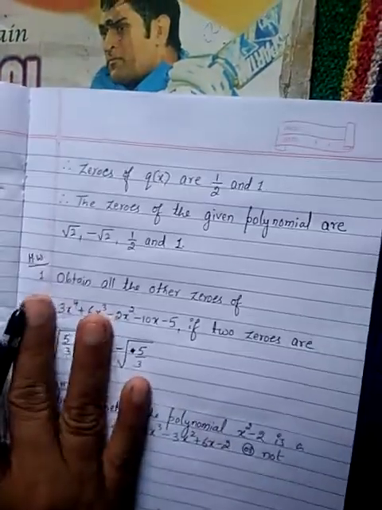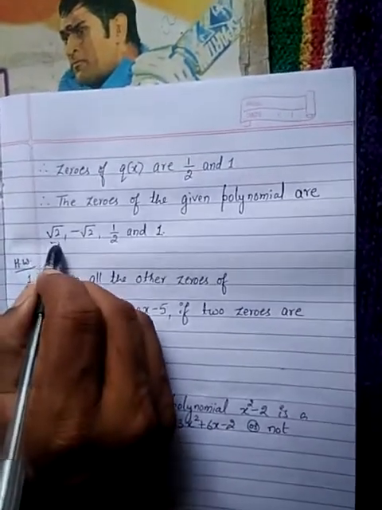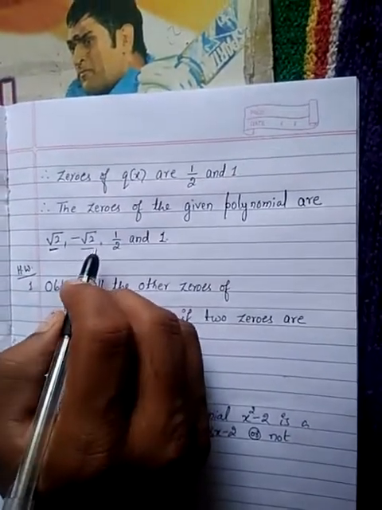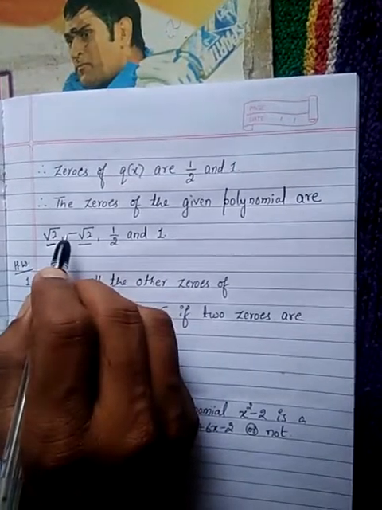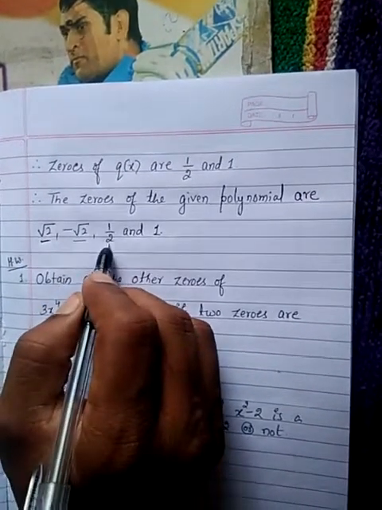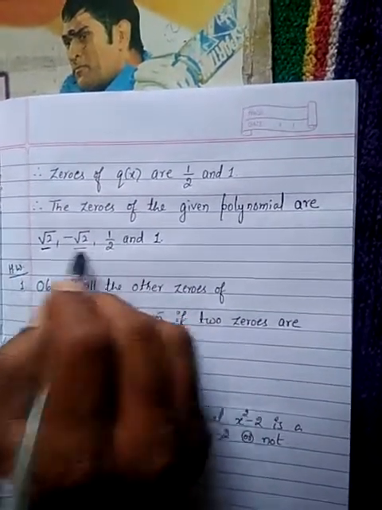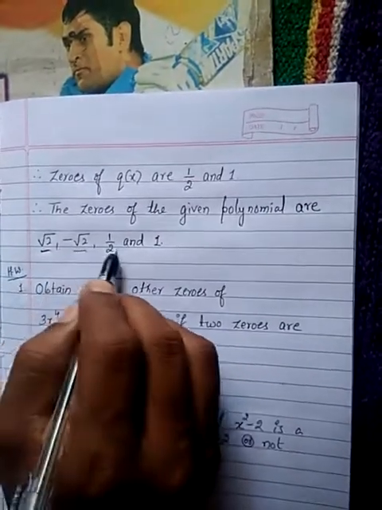Now I hope you understood. First they have mentioned √2 and -√2 are the two zeros. By using this as g of x as a factor, we are finding the other two zeros. So how many zeros are there? 4 are there: √2, -√2, 1 by 2 and 1.